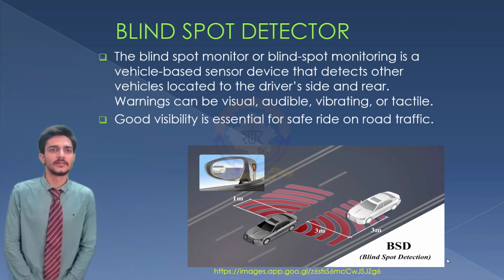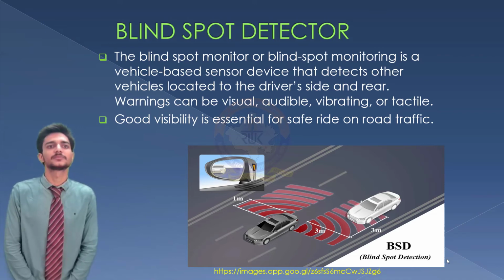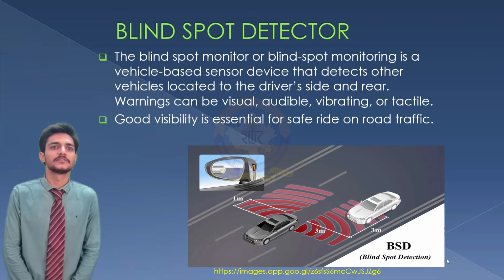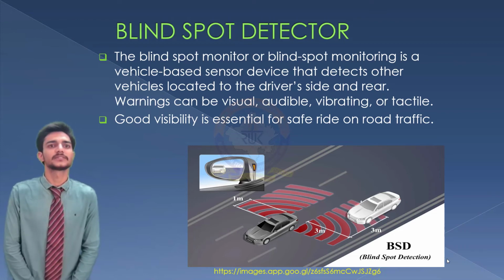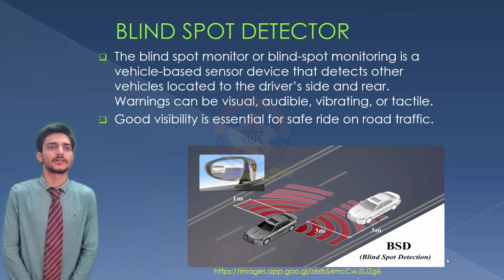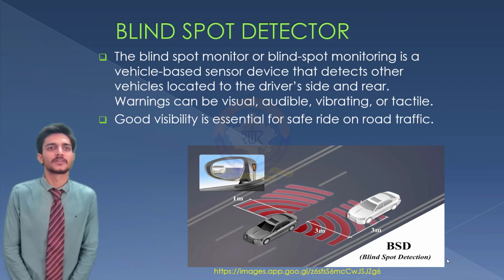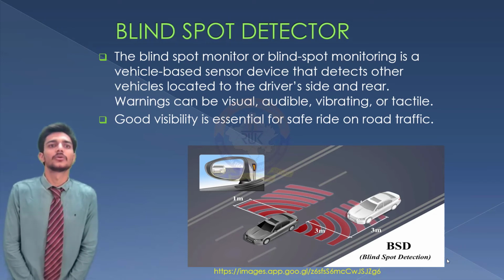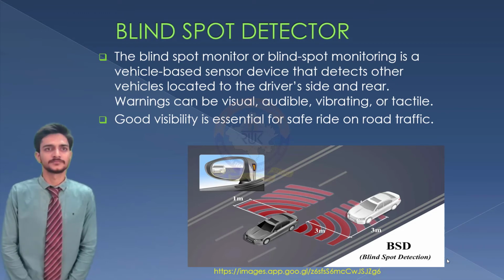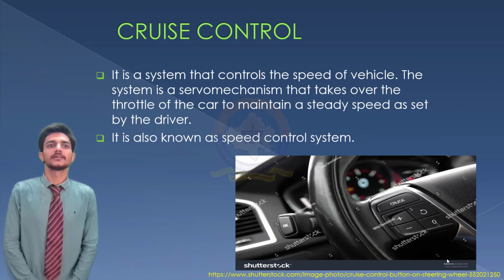Now, moving on to the next slide. The next safety system is the blind spot detector. The blind spot monitor is a vehicle-based sensor device that detects other vehicles located to the driver's side and rear. Warning can be visual, audible, vibrating, or tactile. Good visibility is essential for a safe ride in road traffic. This is going to be implemented in all new upcoming bikes or model years.